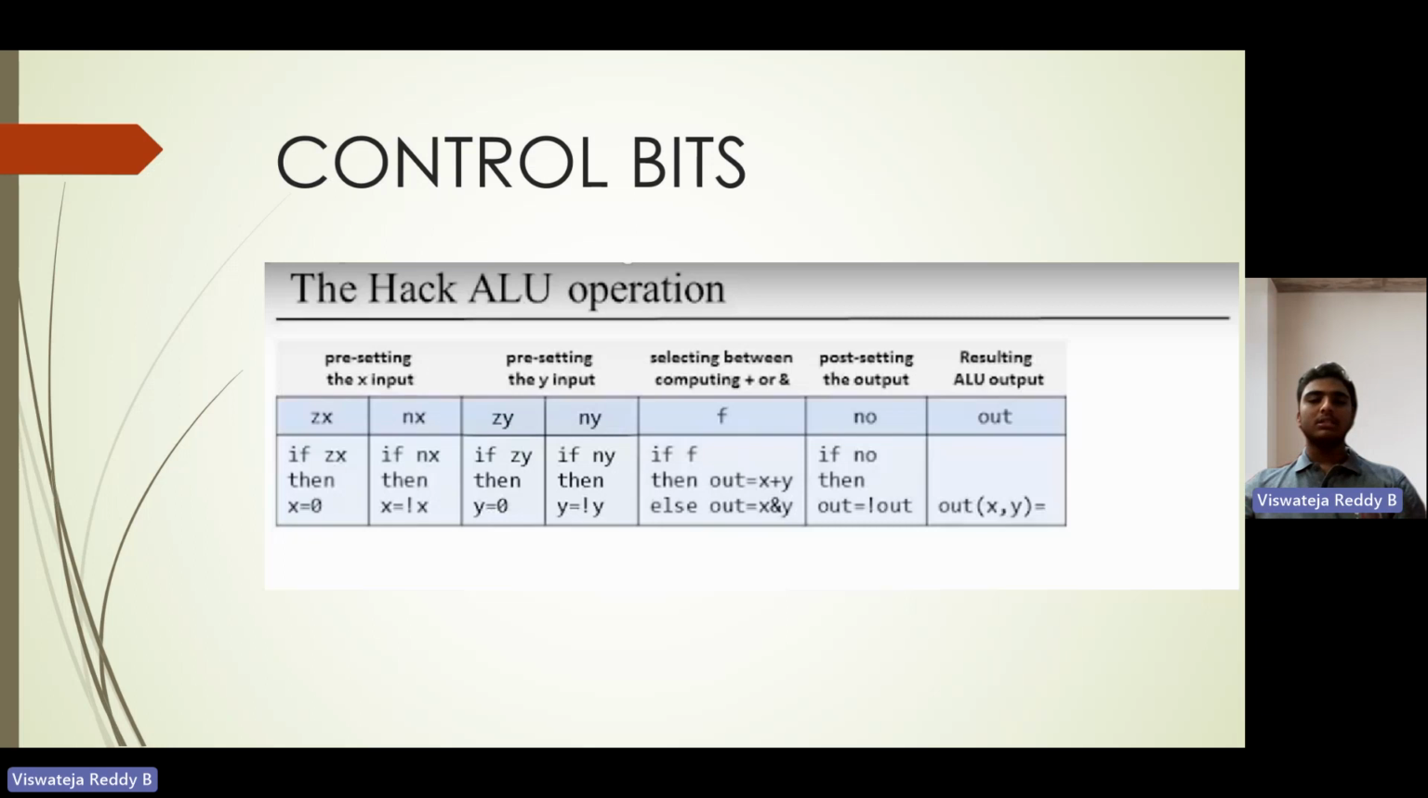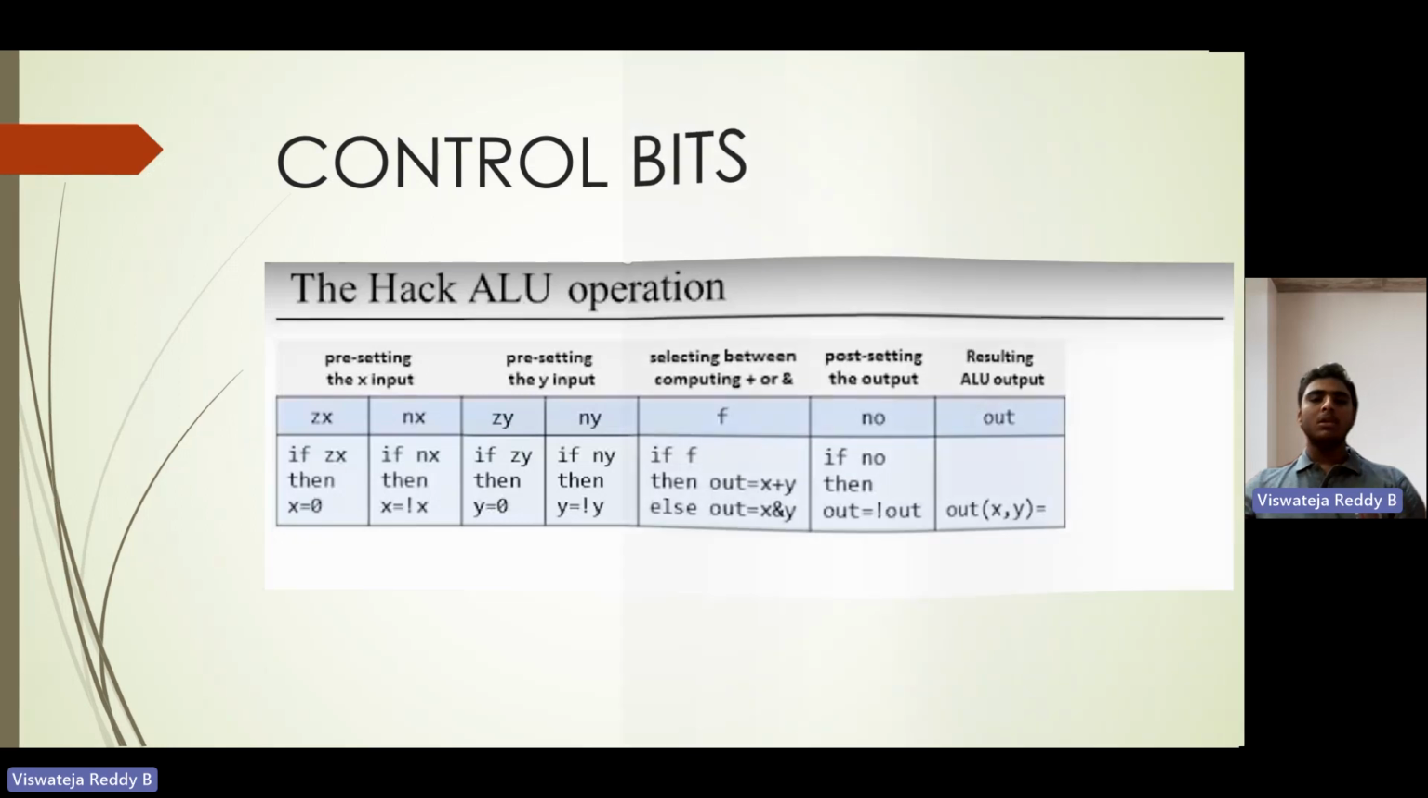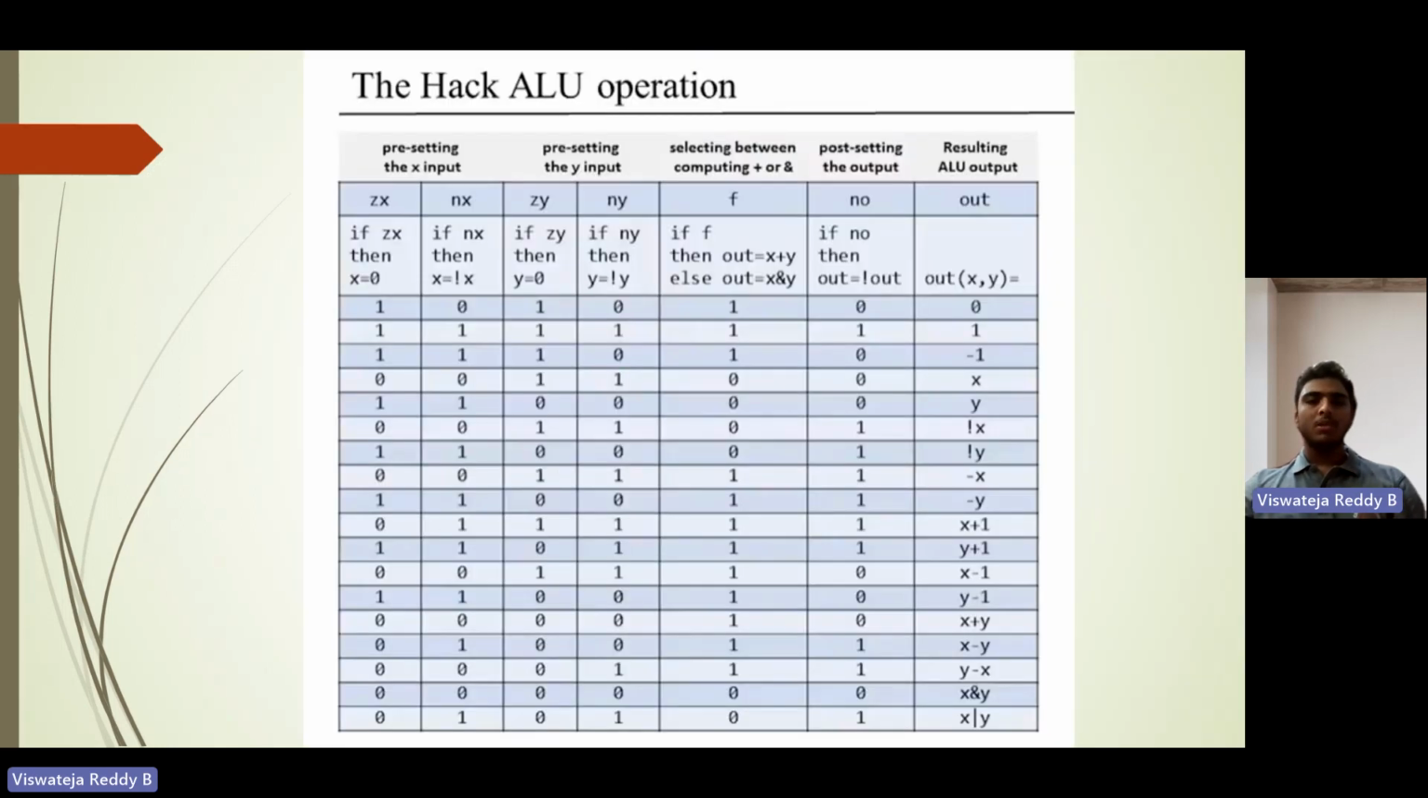Here the pre-settings of the X input take the input value and compute the X value. The pre-settings of the Y input take the Y value and compute the Y value. The computing operation, that is the function, is selected by the F variable, and the output is displayed, that is the resulting ALU output. This is the Hack computer ALU operation with ZX, NX, ZY, NY, F and NO.